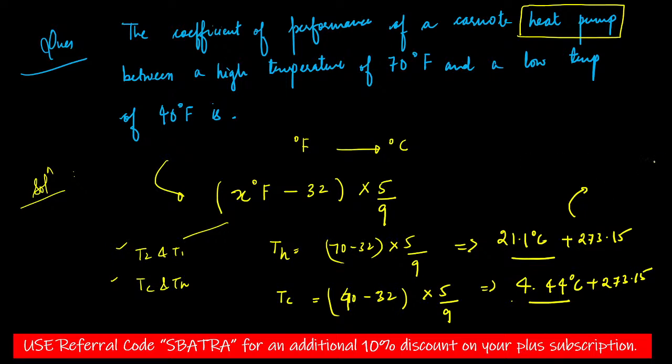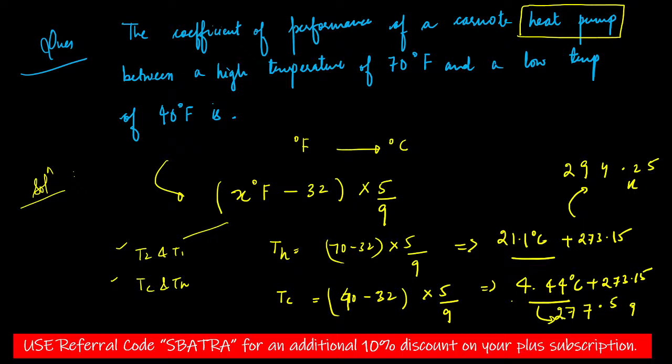So T hot comes to 294.25 Kelvins, and T cold comes to approximately 277.5 Kelvins. So this is your T hot value and this is your T cold value. Now let's do the calculation.